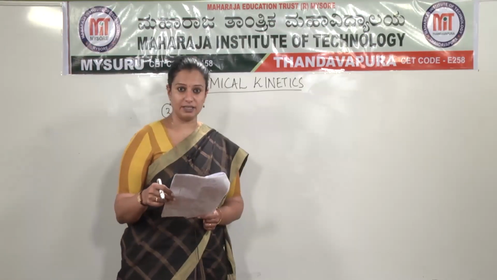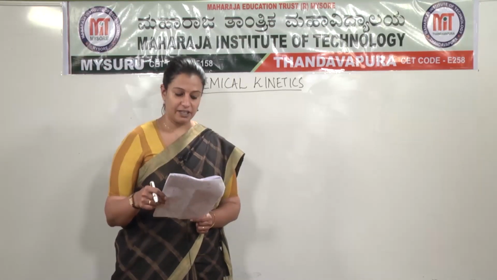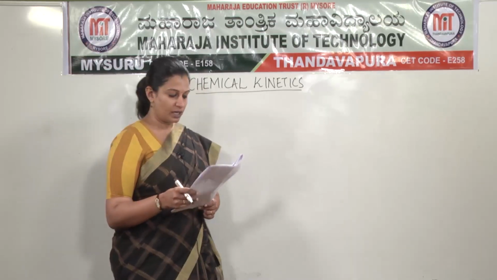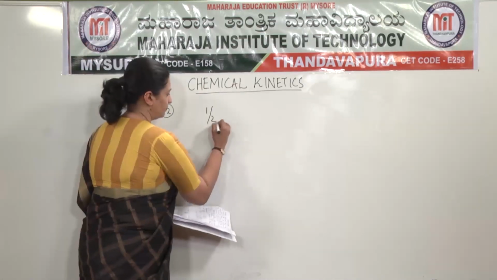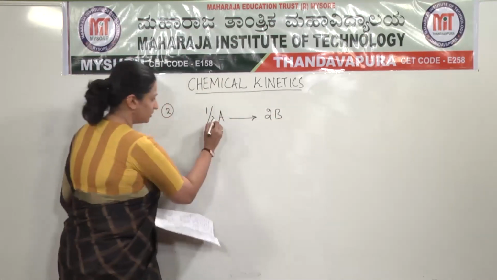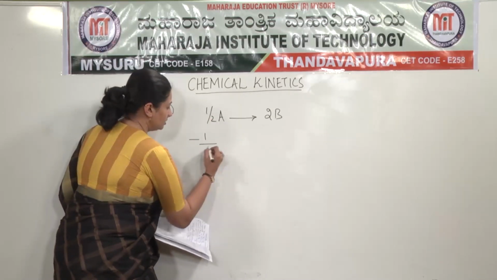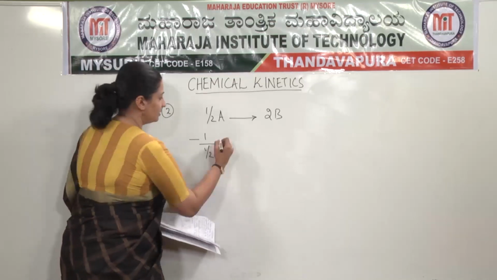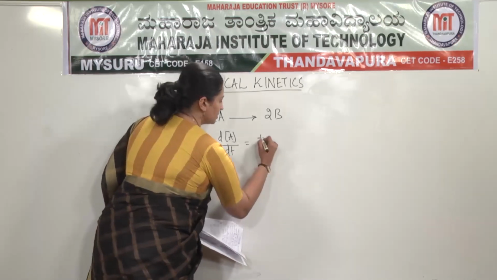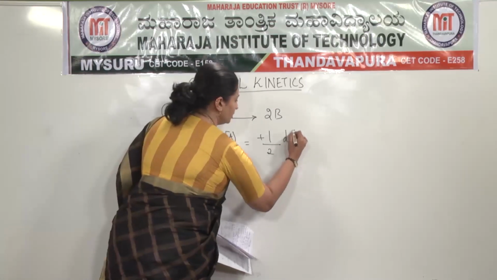So, the second question says, for a reaction half A giving 2B, the rate of disappearance of A is related to the rate of appearance of B by which expression? So, I will write it once again for you. Half A is going to get converted into 2B. Remember, if you are doing it in terms of the reactant, it will be minus and 1 by the coefficient. So, minus 1 by half into dA by dt, which is equal to, if it is in terms of products, plus 1 by 2, because that is the coefficient, dB by dt.